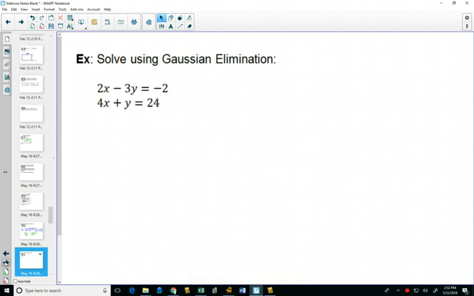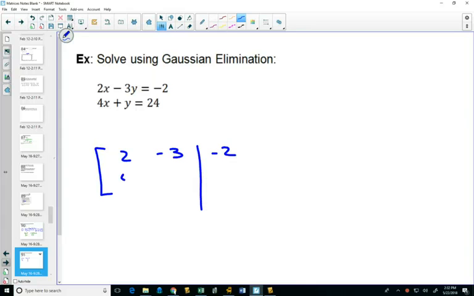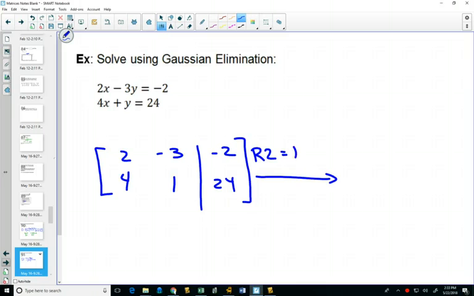Now, at times, the numbers don't work out as nicely. So here I have 2, negative 3, negative 2, 4, 1, 24. I want to get that bottom left-hand corner to 0. So how could I do that? I could take row 2 and make it equal to row 2 subtract 2 row 1s. And now we rewrite the top one because we haven't changed it.